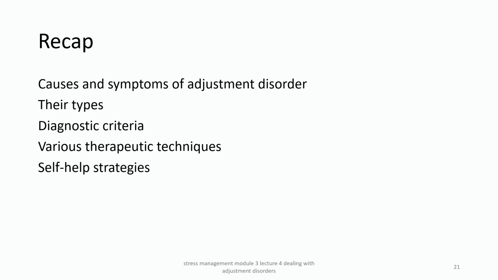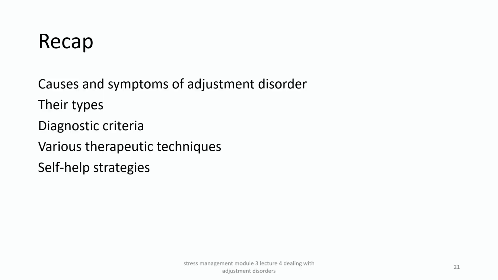Then we also talked about various psychotherapies that can help improve the situation, including pharmacotherapy, which means taking help of medication in reducing or controlling the intense feelings of anxiety and depression if they are present in people suffering from adjustment disorders. And we also talked about a number of self help strategies that we all can use so that we can keep ourselves mentally healthy.